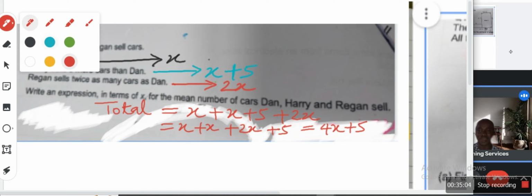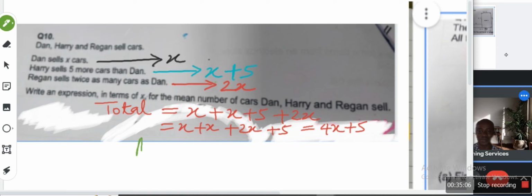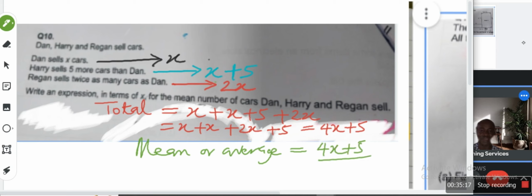So what's the mean now? Mean or average is this total divided by how many they are. 4X plus 5 divided by how many are they? 3. 3, which is the answer.